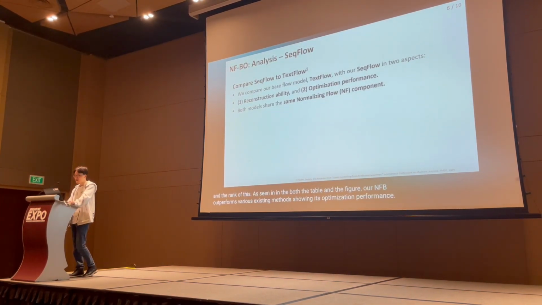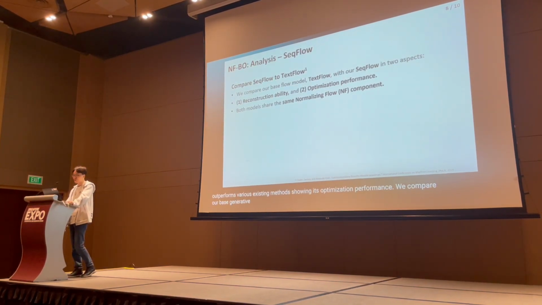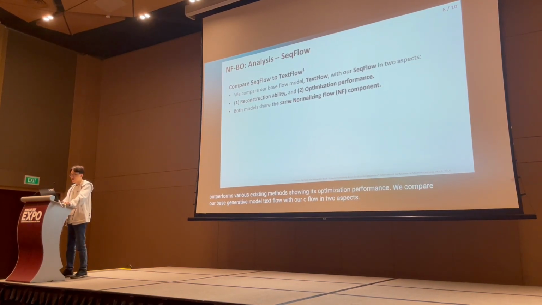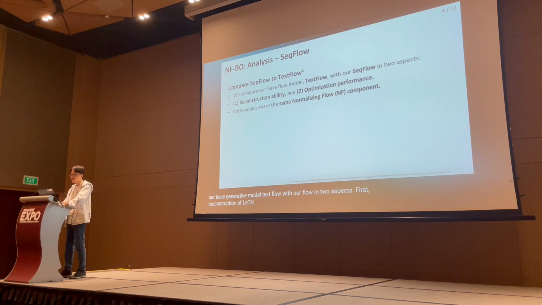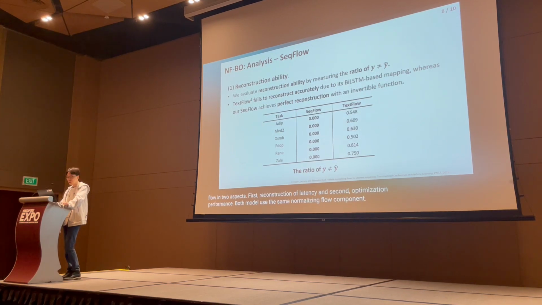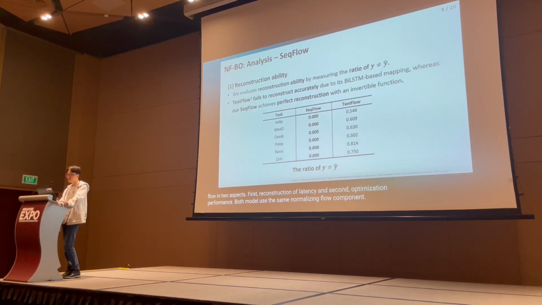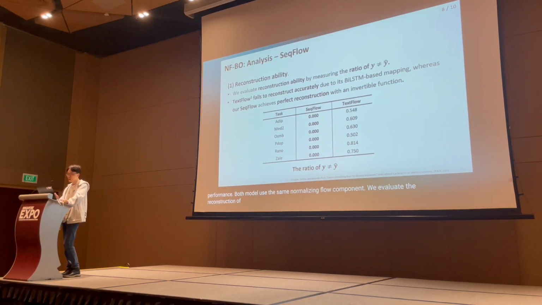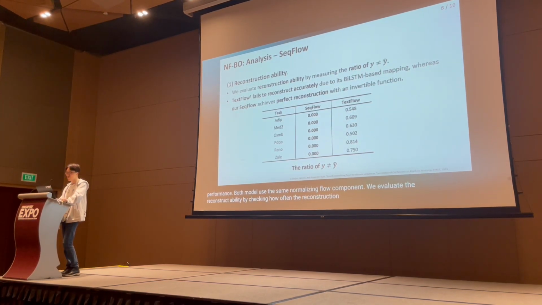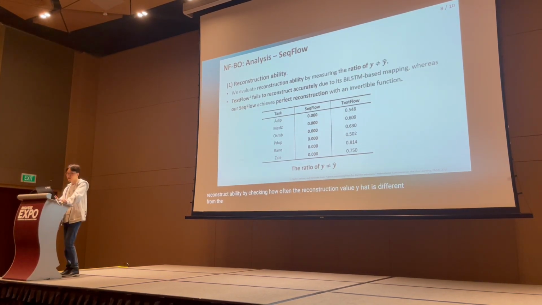We compare our base generative model TextFlow with our SeqFlow in 2 aspects. First, reconstruction ability, and second, optimization performance. Both models use the same normalizing flow components. We evaluate the reconstruction ability by checking how often the reconstruction value y hat is different from the original value y, which is in the table.